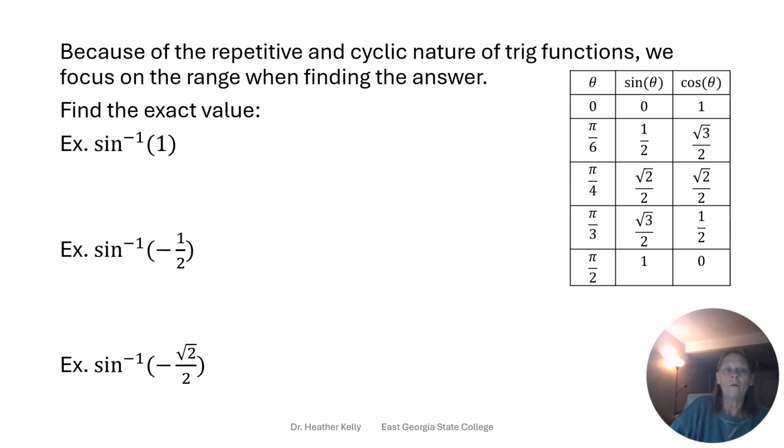So let's look at finding the exact value here. So arc sine of 1. What we're really asking is for what value, for what angle theta is sine of theta equal to 1? That's our question here. Okay, so I threw a table over here. So let's take a look. Well, sine of theta is equal to 1 at pi over 2.